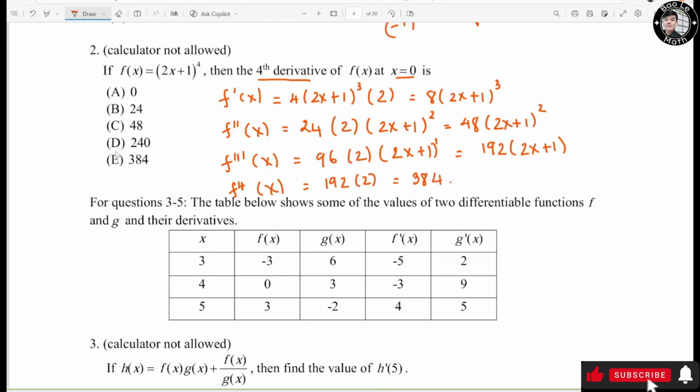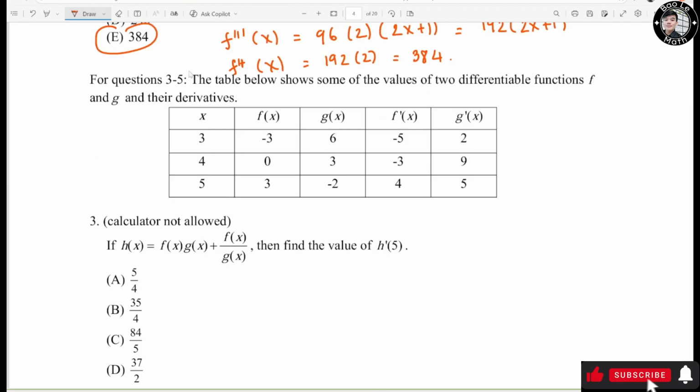So the answer must be E. Now for question 3 to 5, the table below shows some of the values of two differentiable functions, f and g and their derivatives. Question 3. If h of s equals f of s times g of s plus f of s over g of s, then find the value of h prime of phi, right?